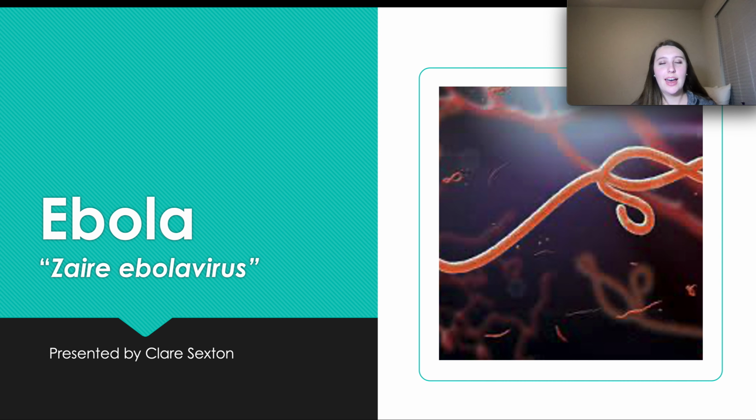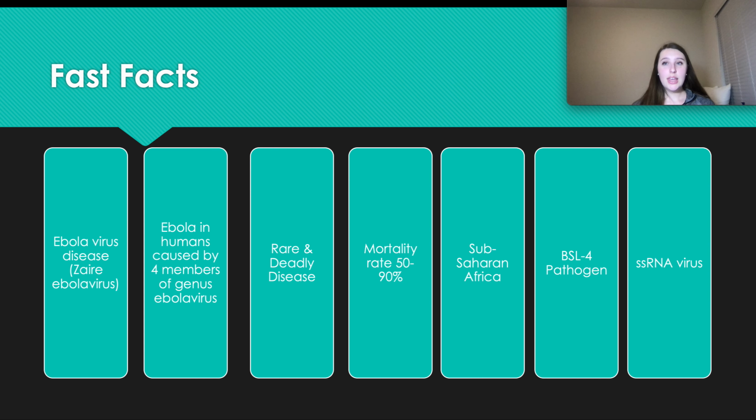Is Clare Sexton, and today I am presenting on Ebola, specifically the Zaire Ebola virus. Ebola virus disease is caused by members of the genus Ebola virus. Ebola is a term specifically attributed to the Zaire Ebola virus. It is a rare and deadly disease with a mortality rate between 50 and 90%. This has led to the classification of Ebola as a BSL level 4 pathogen, and it is most commonly seen in sub-Saharan Africa, and it is also a ssRNA virus.